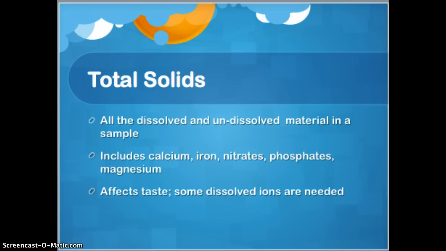Another measurement that's important is total solids. This is all of dissolved and undissolved materials in a sample. So this could be quite a few things. In our region, we have a lot of calcium in our water. We have a lot of iron, nitrates, phosphates, magnesium. All these are usually dissolved minerals that water has dissolved from all the rocks. Some of it is runoff, again, those nitrates and phosphates, etc. This does affect the taste, but some dissolved ions are actually needed in the water for just what we use it for. We need iron, so it's good to have some iron in water, but certainly we don't want too much. Calcium, magnesium. And if you look at your bottled water, you see oftentimes they do add a little bit of some type of ion to it because it makes it taste a little bit better.